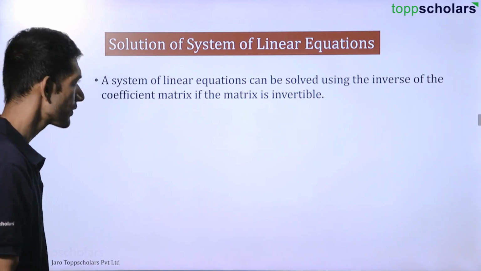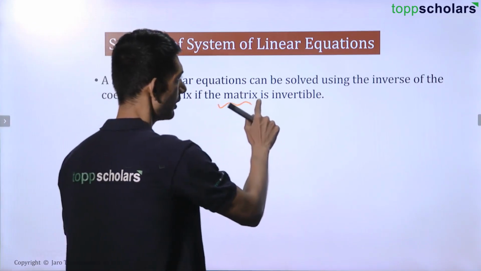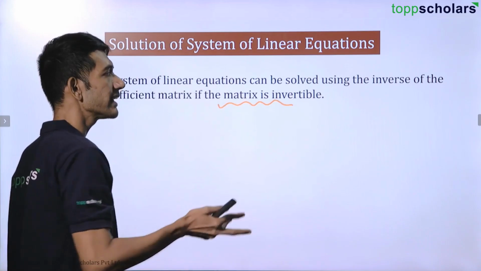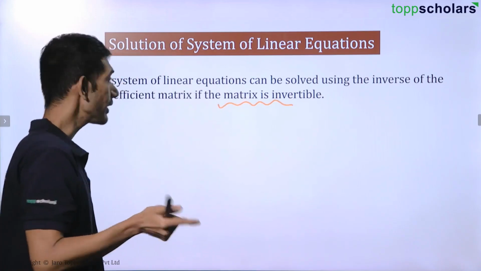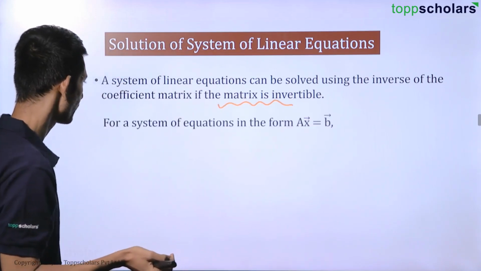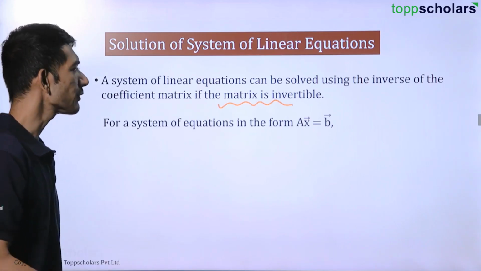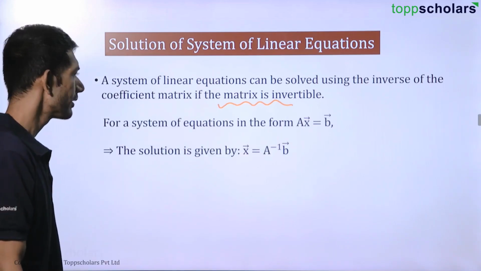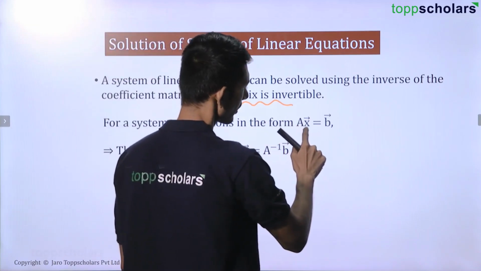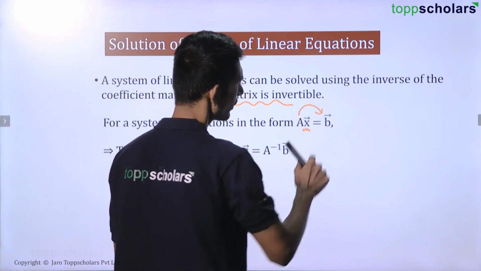A system of linear equations can be solved using the inverse of the coefficient matrix if the matrix is invertible. So if the matrix is invertible, the system of linear equations can be solved using the inverse of the coefficient matrix. Let us see how. For a system of equations in the form Ax equal to b, x will be given by A inverse b.